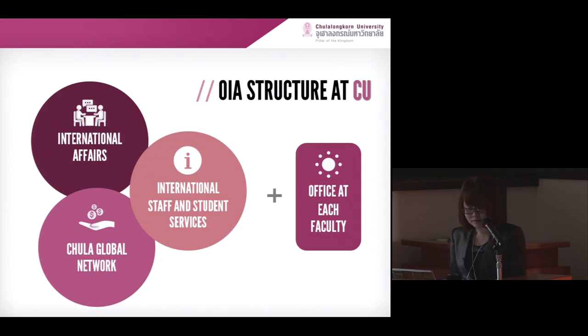We have two levels of administration: the university central office and the office at each faculty. The central office is divided into three main divisions: the International Affairs, the Chula Global Network, and the International Staff and Student Services. And we work closely with the office at each faculty. I will briefly go through each division's work here to give you the overall picture.